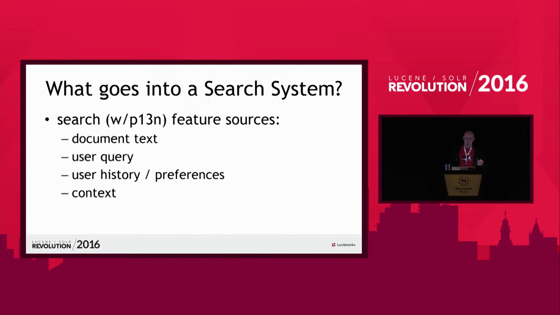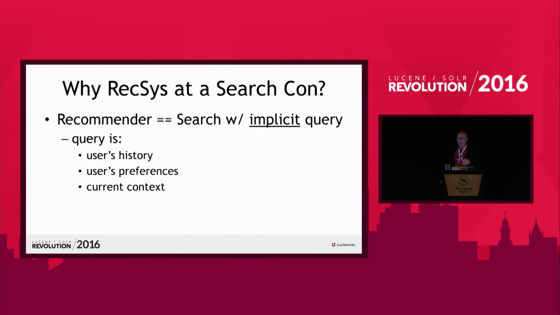Well, why would we do recommender systems at a search conference? Well, recommenders really are searches. They're just searches with an implicit query. So they have all the same things that were in the previous page that lead to a relevance model for search, except for the query. So the query is the user's history, their preferences, the current context, and that can be used to generate the same results. So, that's my justification for why this fits in.